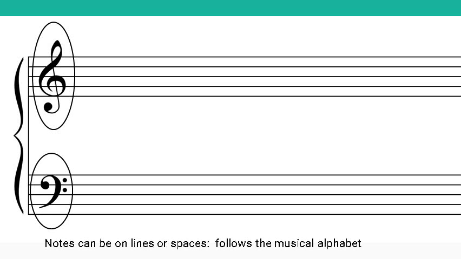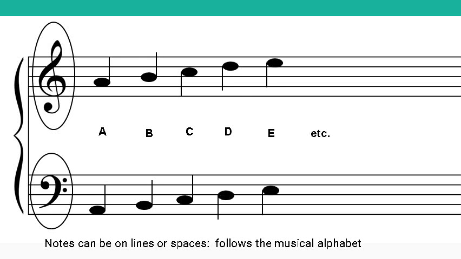Now the notes can either be on the lines or the spaces, and they will actually follow the musical alphabet. If they go a little higher, then they're going to go higher up in the alphabet. So our first pitch right here is an A, and we've got B, a C, a D, an E, and so forth. Just the higher up on that we go, the further up in the alphabet we go. Again, starting over at A once we reach G.